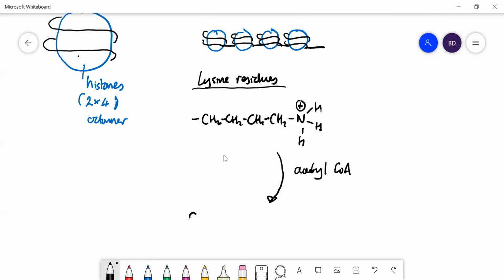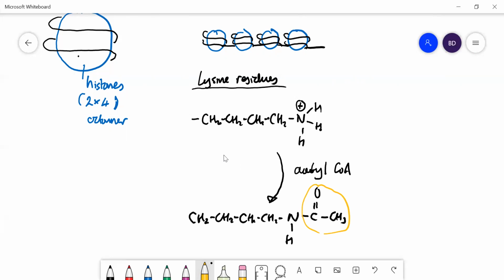When you stick on an acetyl group, or in chemistry we call it an ethanoyl group, the nitrogen loses its positive charge. So there's the acetyl group transferred to it here. I'll put it in that yellow bit, and it means that the nitrogen no longer has that positive charge on it. And that can be deacetylated that way. Okay, why is it important? Well, this is neutral, and this one here is positive.